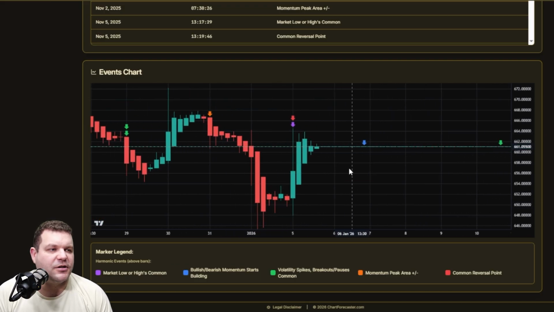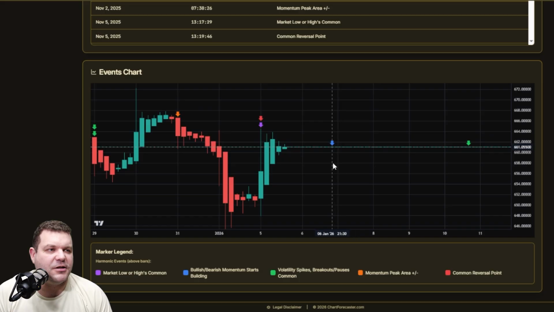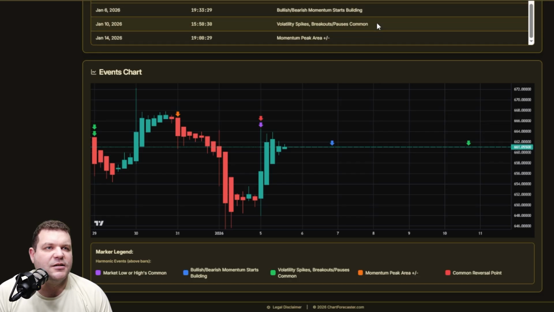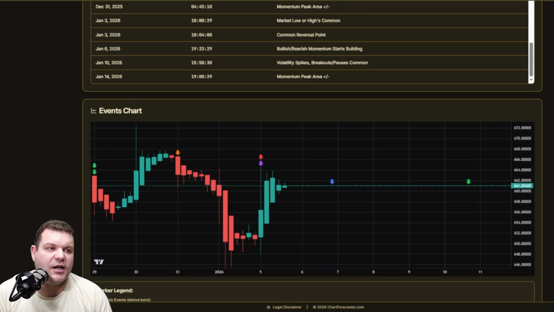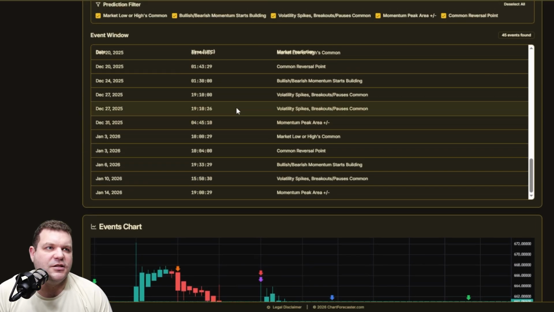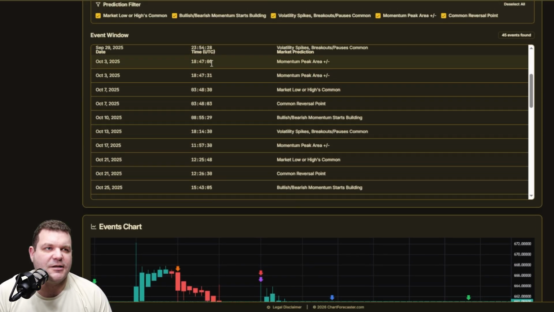So right now there is some interesting stuff happening. We've got a bullish, bearish momentum starting on January 6th, which is at 1933 UTC time. Now that's very important that you are analyzing this data on a UTC time frame, because what we're seeing here is all on UTC time. This is all UTC time as it says up here.